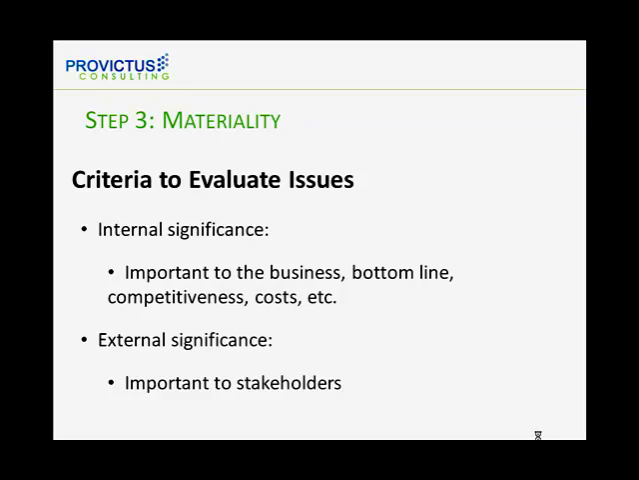impacted by each issue. And so these two dimensions, internal significance and external significance, are the primary dimensions that all companies will want to look at at this point. A third possible dimension is the degree of control that your organization has over the issue. Can your company even do something about the issue or not?